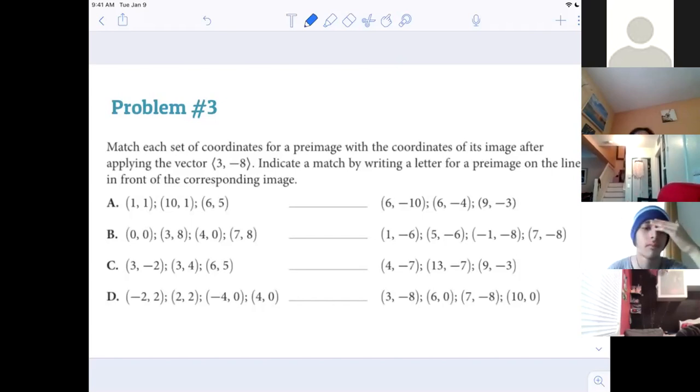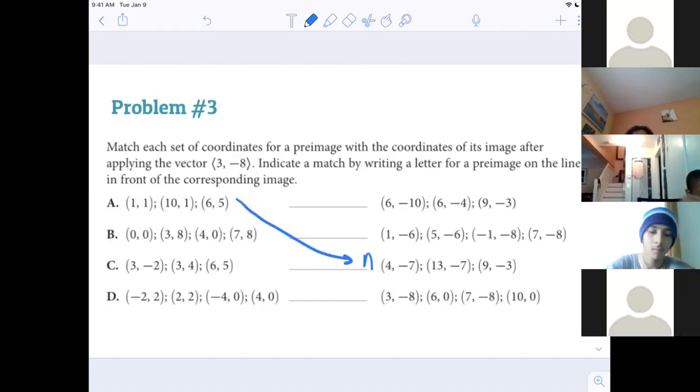For this one, you don't necessarily need to write it down, but at least just in your head, think about where each of these is going to match to. So when you match something, you would put the letter on the line. So for example, this is not necessarily correct, but if these two were to match, then I would put A right here. So we know our vector is 3 comma negative 8.